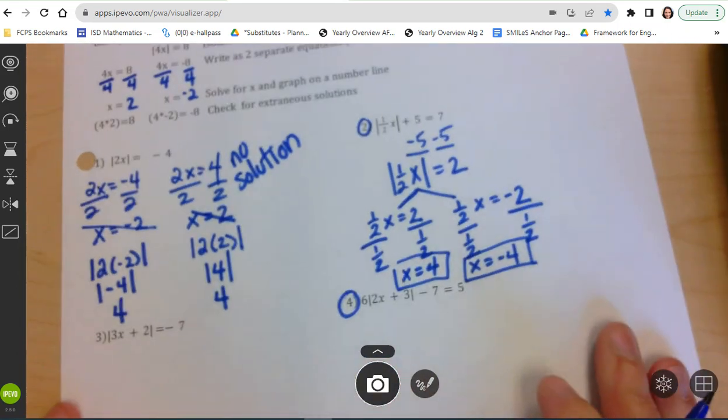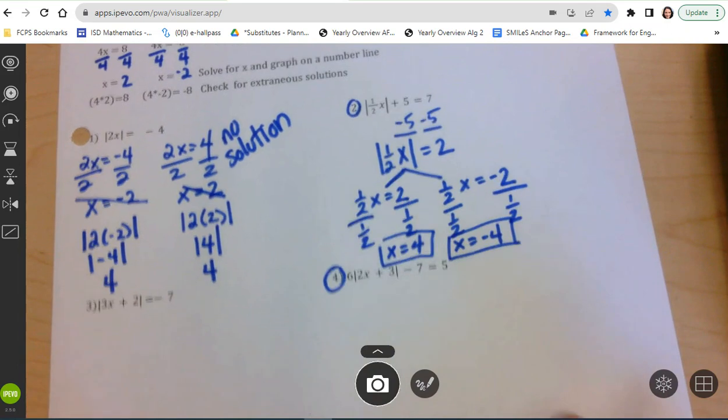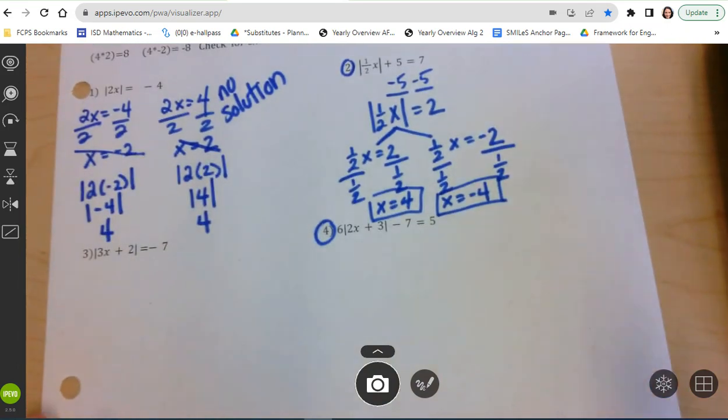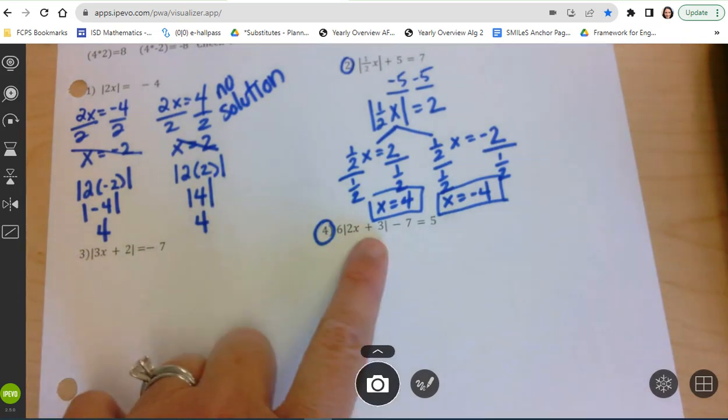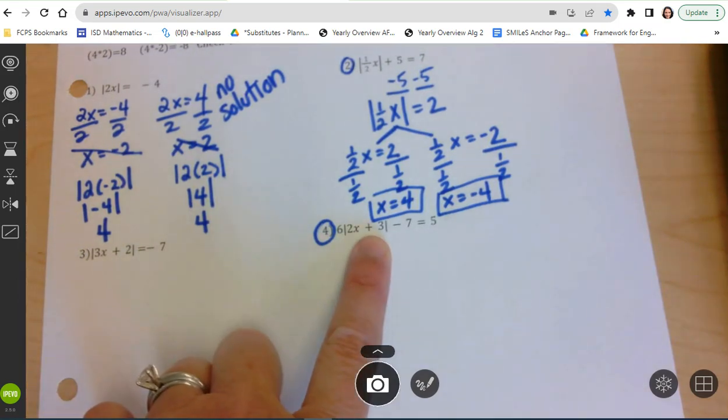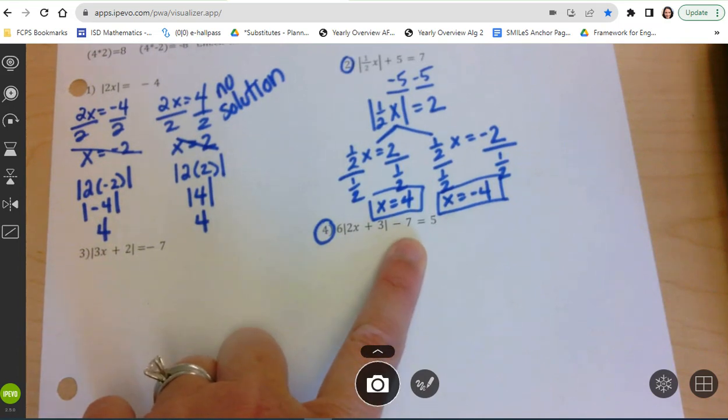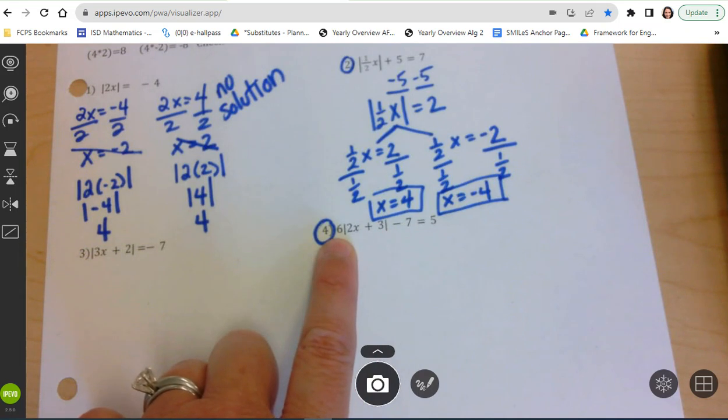All right, I want you guys to try number 4. And before you try number 4, I want to warn you. In number 4, you have to get this absolute value by itself before you can get started. So we have to get rid of that minus 7 with a what? Plus 7. And then this is a times 6.